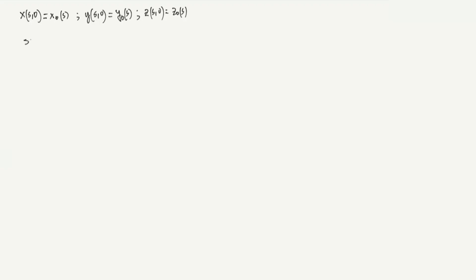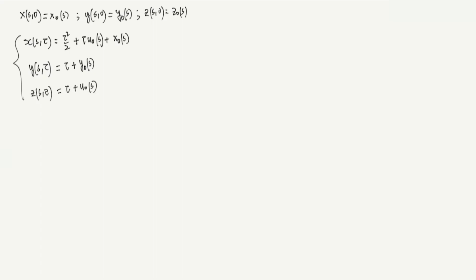Now, of course, you can solve this. Let's just solve it. x of s, tau is tau squared by 2 plus tau u naught of s plus x naught of s. And y of s, tau similarly is tau plus y naught of s. And u of s, tau is tau plus u naught of s, just by solving this problem.